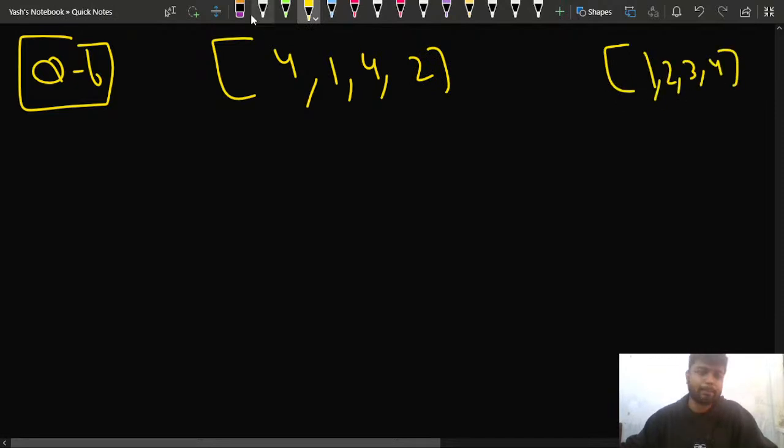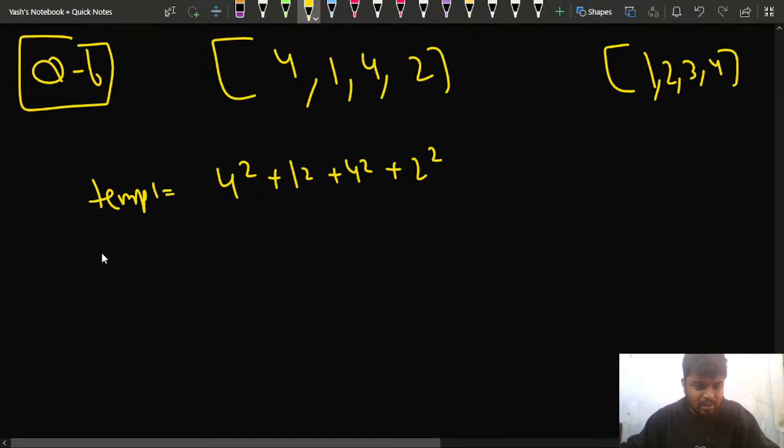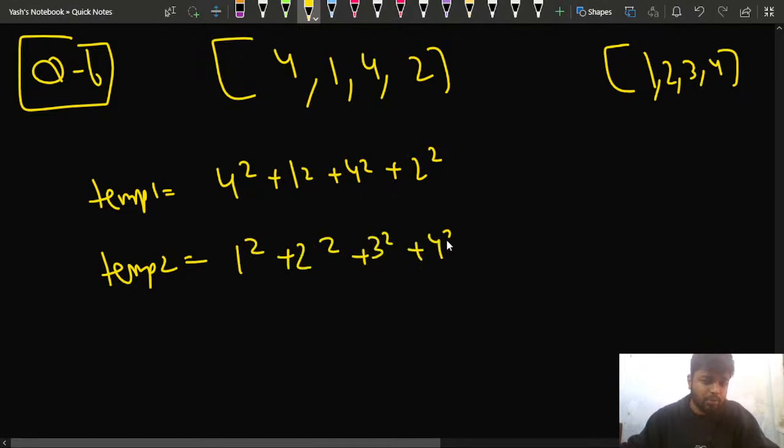So I'll square both of the arrays. 4 square plus 1 square plus 4 square plus 2 square is, let's say, temp 1. And let's say temp 2 is the square of all these values 1 2 3 4, so 1 square plus 2 square plus 3 square plus 4 square. I'll subtract temp 1 from temp 2. What do I get?